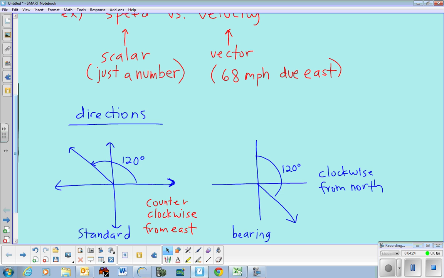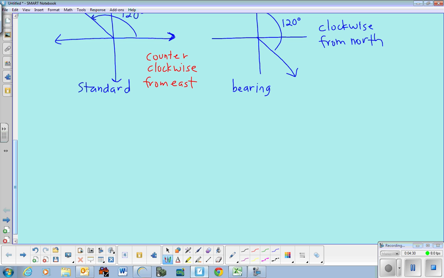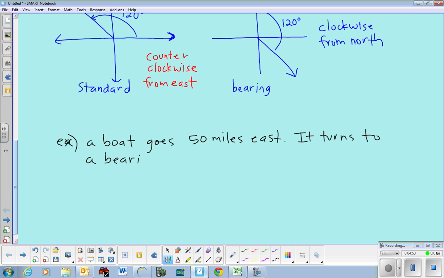All right, so let's get to an example. Let's use a boat. So a boat travels 50 miles east. Let's say then it turns to a bearing of, I don't know, 160 degrees and goes 70 miles.